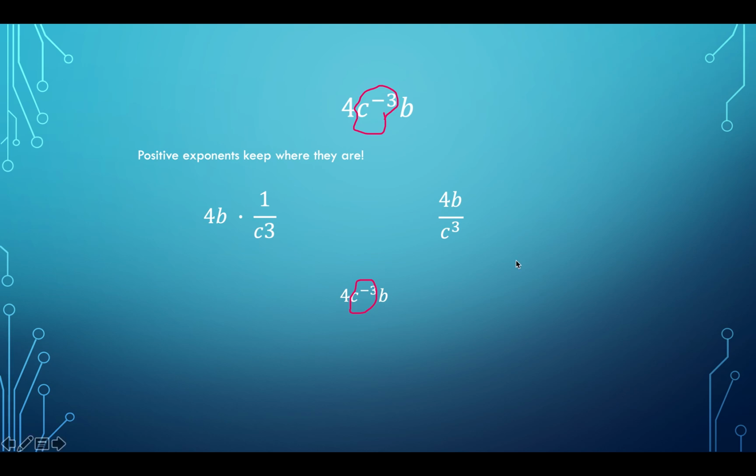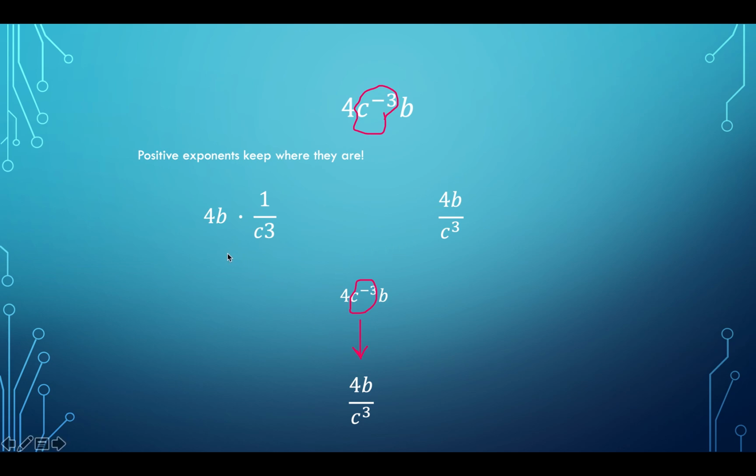That's how you would do it one way. The way I like to do it, I see we have 4 times c to the negative 3 times b. Drop that c to the minus 3 into the denominator. Once we do that, it now becomes a positive 3. So your final answer would be 4b over c cubed.